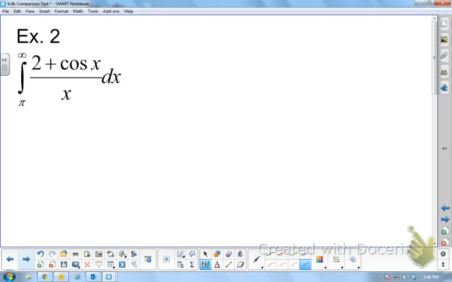So we have the integral from pi to infinity of 2 plus cosine x over x dx. Now we think this is probably going to diverge. Why do we think trig functions are going to diverge? It just keeps going up and down. It's never going to converge to a certain point. It doesn't necessarily go to infinity either, but it's not going to converge, so it's probably going to diverge.